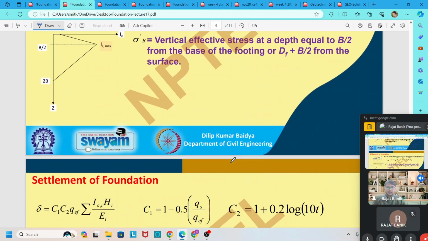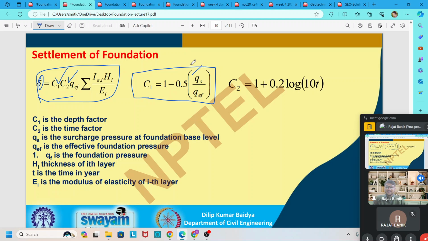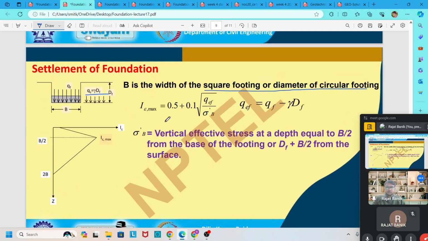In the next slide we see here, by this formula we find our total elastic settlement for finite depth, and these are the coefficients C1, C2. We find them based on this formula. Q_s is the surcharge pressure at the foundation level, that is gamma into D_f.